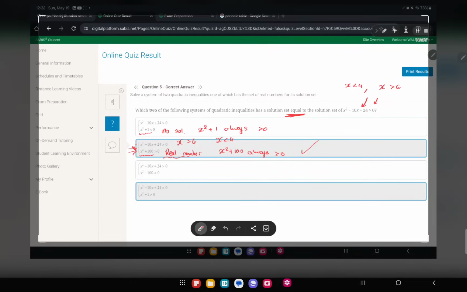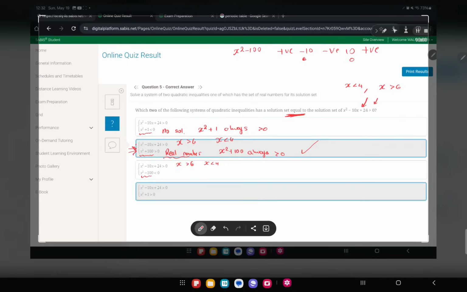How about here? x squared minus 100 less than 0. Okay, this is different because this one's actually factorable. We said this is x greater than 6, x less than 4. x squared minus 100 less than 0, if you were to write it, x squared minus 100, you get two solutions, negative 10 and 10. Zero in between, then negative, after them positive.